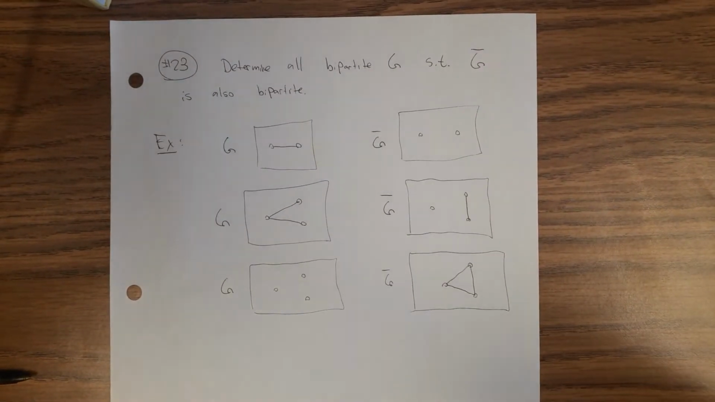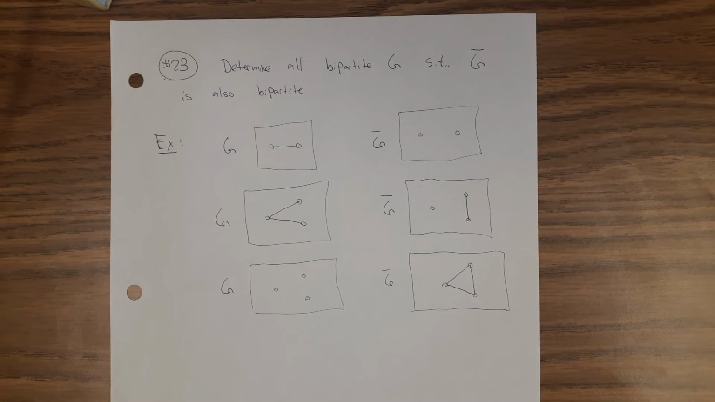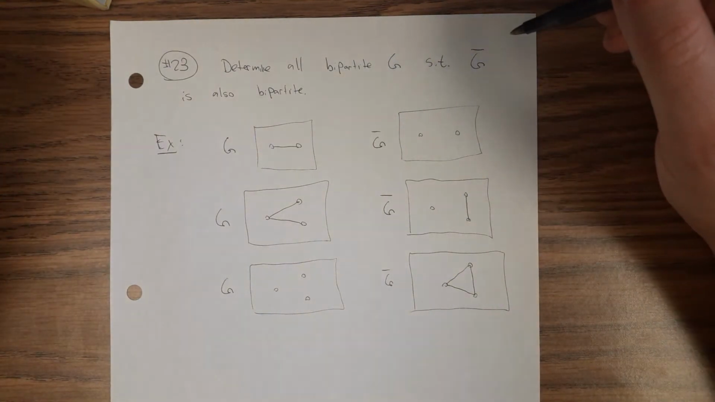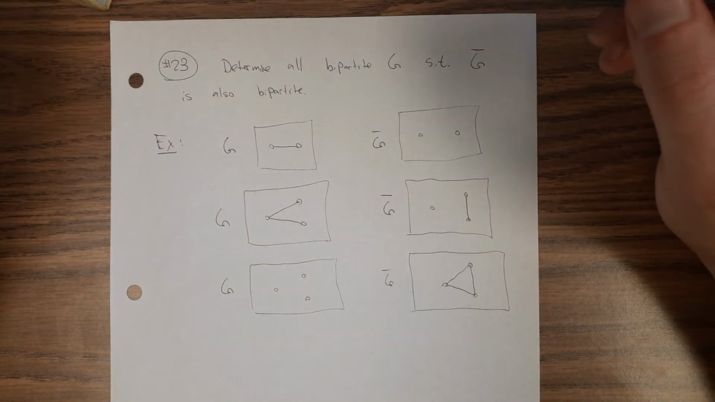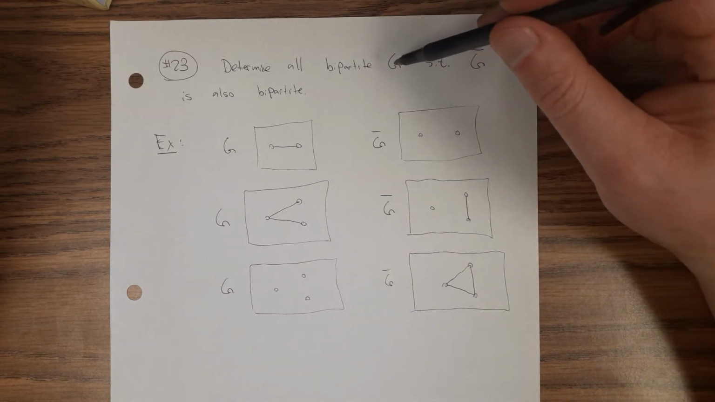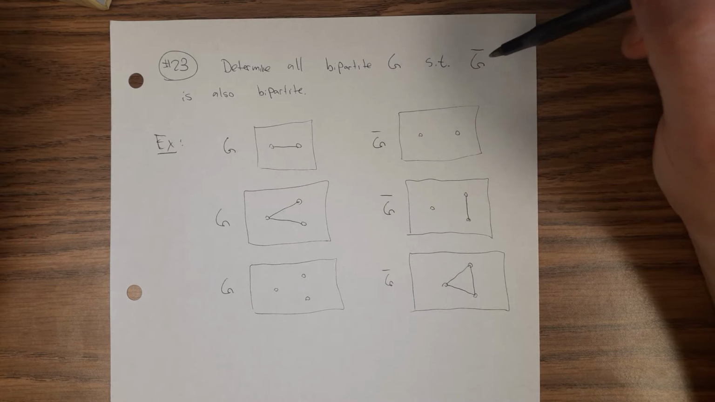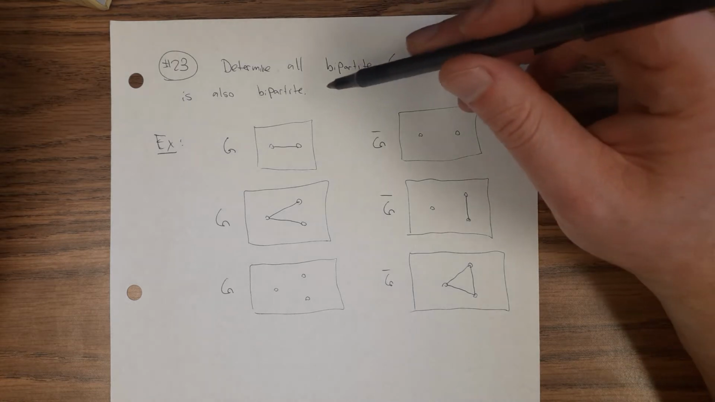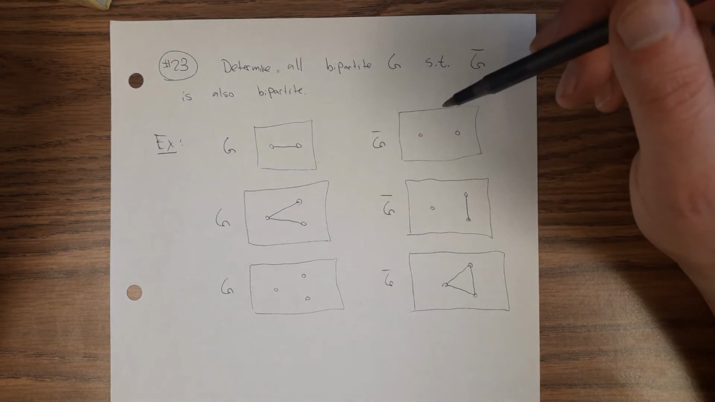Okay, so somebody asked me a question about this homework problem, and I figured I'd make a video because it's easier, and that way everybody can see it. So the problem is to determine all bipartite graphs G such that G complement is also bipartite.